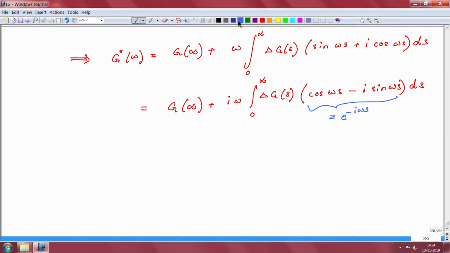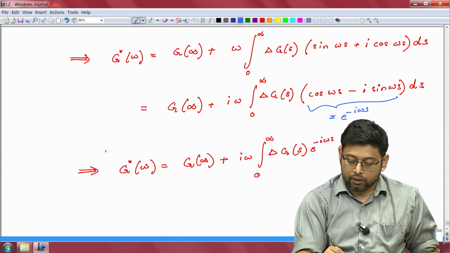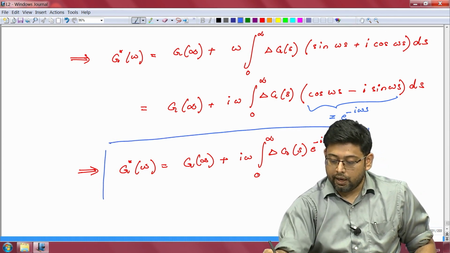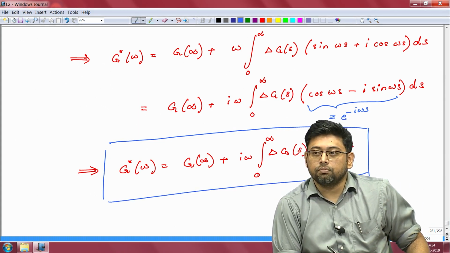So, this implies that G star of omega equals G infinity plus i omega times the integral of delta G s e to the power minus i omega s ds. This is giving an important equation right here, because it is tying your complex modulus with the response that you have determined before.